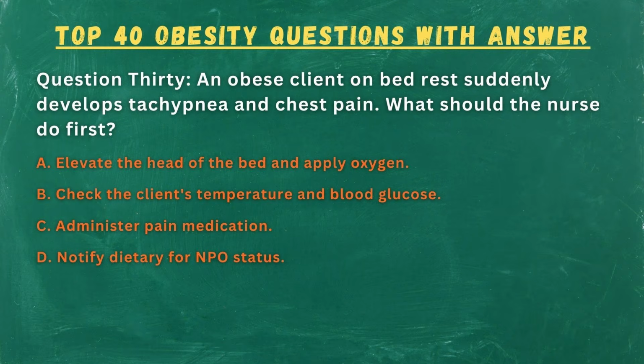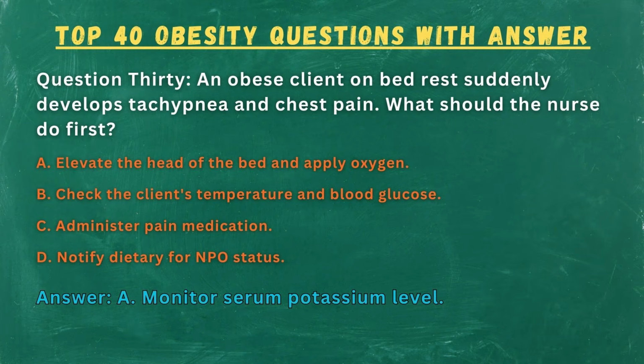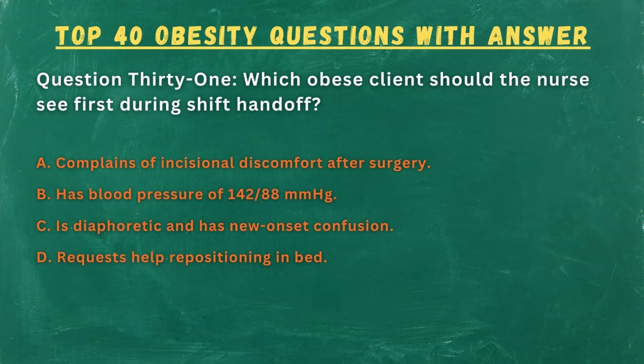A. Elevate the head of the bed and apply oxygen. B. Check the client's temperature and blood glucose. C. Administer pain medication. D. Notify dietary for NPO status. Answer. A. Elevate the head of the bed and apply oxygen. Question 31. Which obese client should the nurse see first during shift handoff?